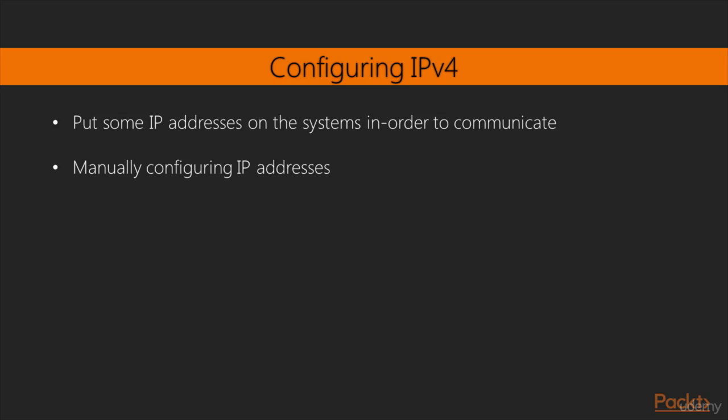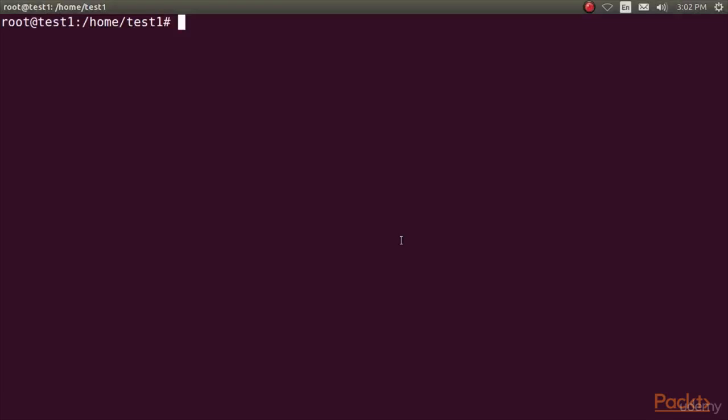Now that we've established a link between the machines, let's put some IP addresses on the systems so that we can communicate between them. For now, let's look at manually configuring IP addresses rather than auto-configuring them via DHCP. Now we will see how to do it. We need to manually configure the IP addresses using the IP command. Let's start with server 1.